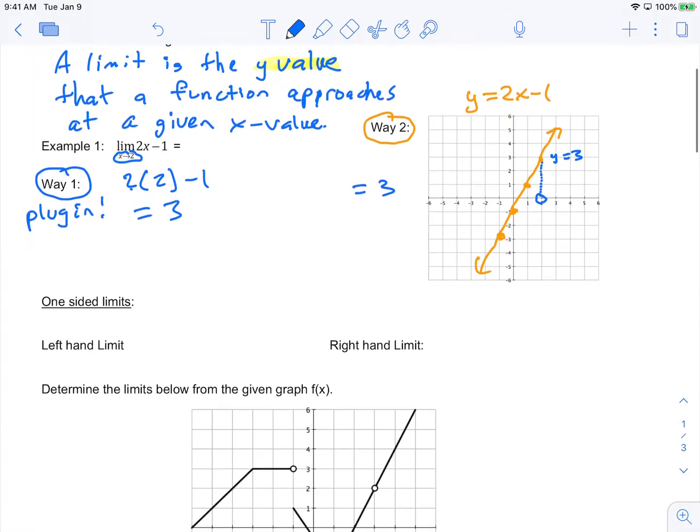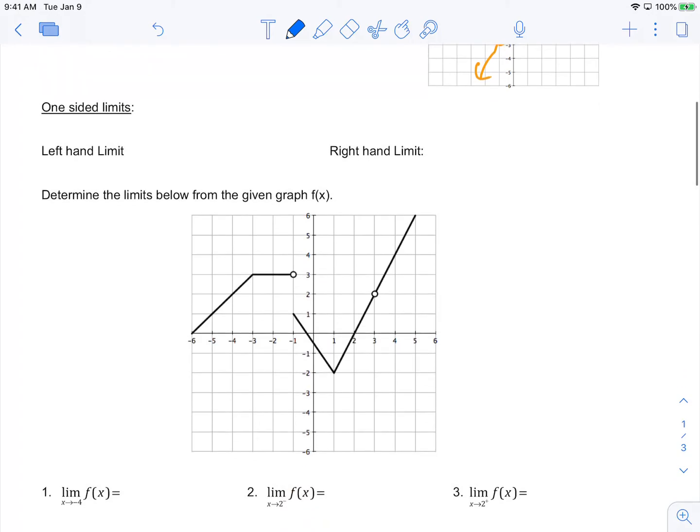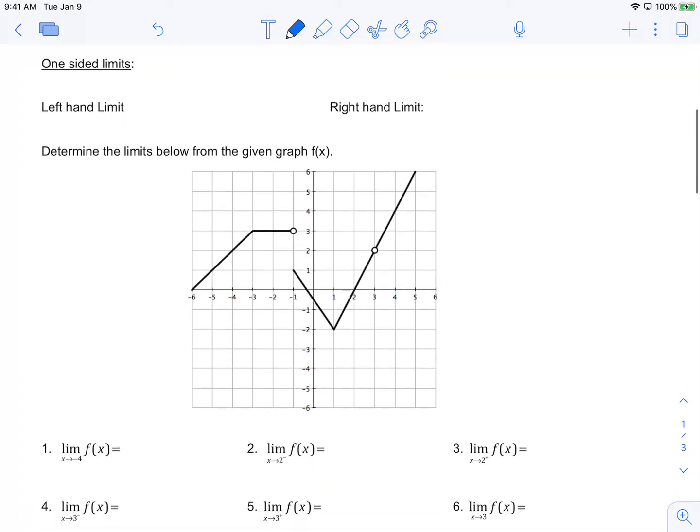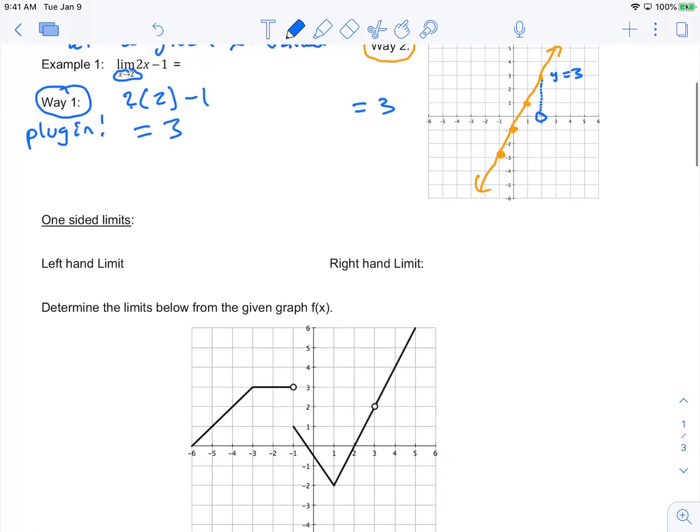Next, let's go ahead and introduce one-sided limits. Okay, and so first here's the notation for it. A left-hand limit means we are approaching, so right here, like let's say we're looking at this value up here. Approaching from the left would be like coming this way, okay? Approaching from the right would be coming from this direction, okay?